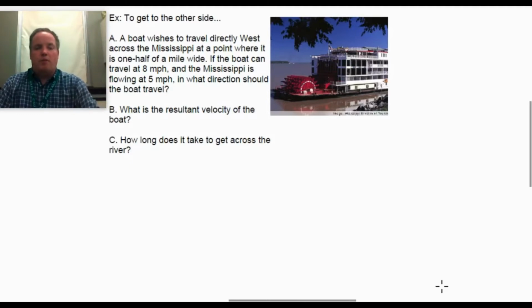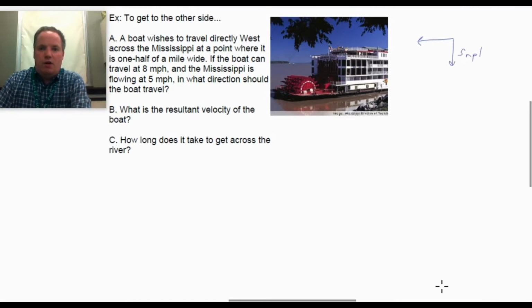Okay, so on this problem we have a boat, and this boat wants to go directly west across the Mississippi. So it wants its resultant velocity to be this way. But the boat can travel at 8 miles per hour. The Mississippi is flowing at 5 miles per hour. So the Mississippi is already flowing south at 5 miles per hour.